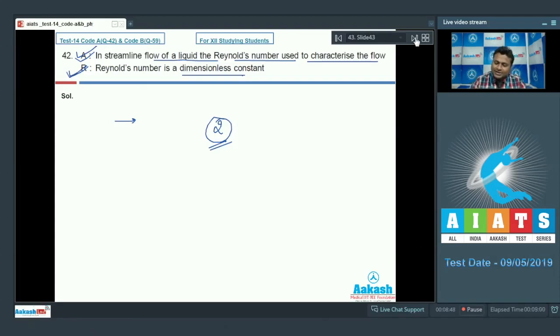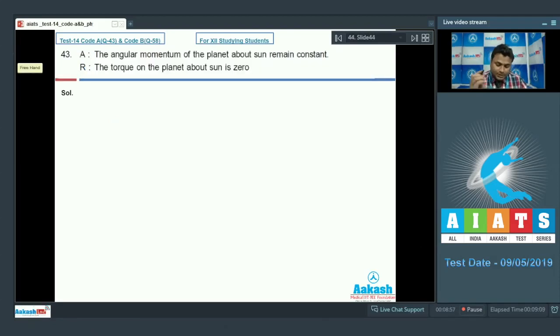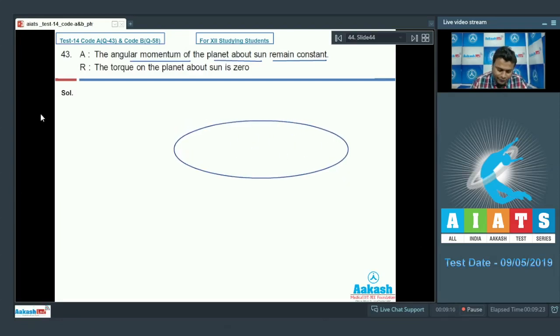Now move on to the next, that is 43 number. So here is question number 43, everyone. Assertion: the angular momentum of a planet about the sun remains constant. Yes, this is true. If this is the elliptical orbit of any planet having the sun right here, and this is the planet P, sun S, then its angular momentum will be constant everywhere about the sun. L will be constant everywhere.